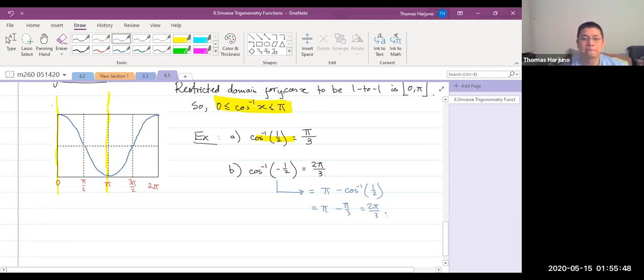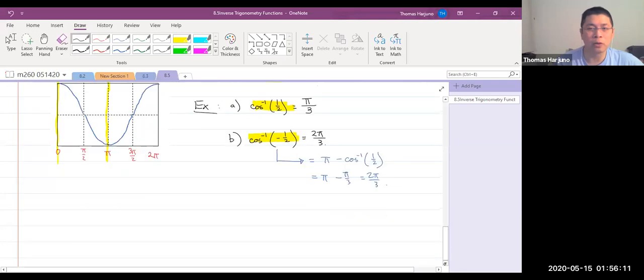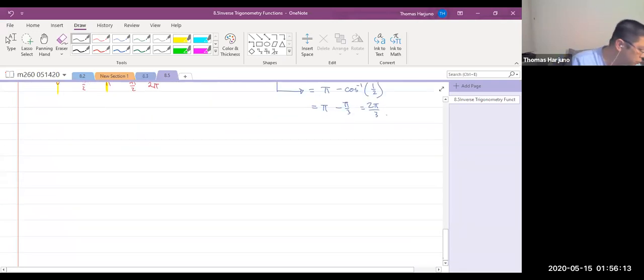Yeah, they have the same reference angle, but if it is positive, it's in quadrant 1. If it's negative, it's in quadrant 2. So I use that idea. The same reference angle, but in quadrant 2, it must be pi minus that angle. Now, once we know that, we are able to answer plenty of problems from 8.5.